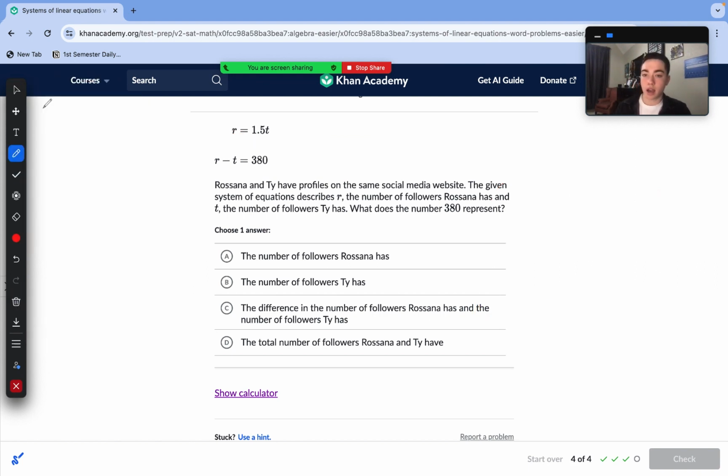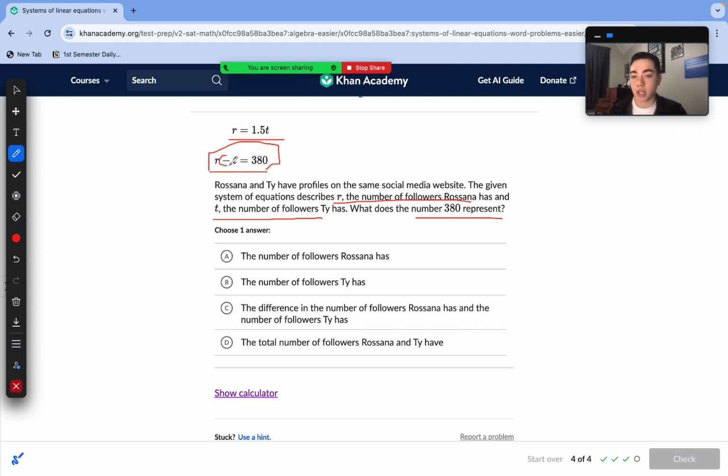On to our last question here. Very similar to the first question format, we are given our equations at the start and we're trying to find what a number represents. So Rosanna and Ty have profiles on the same social media website. The given system of equations describes R, the number of followers Rosanna has, and T, the number of followers Ty has. What does the number 380 represent? So we can see here that Rosanna's followers minus Ty's followers is 380. That's what we're going to be focusing on since we're looking at that number 380.